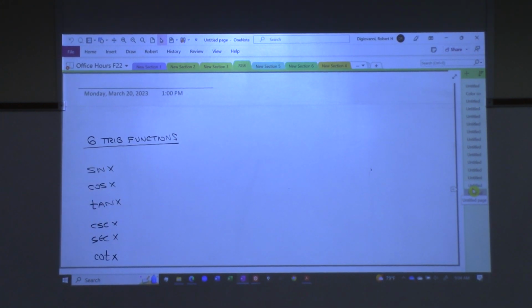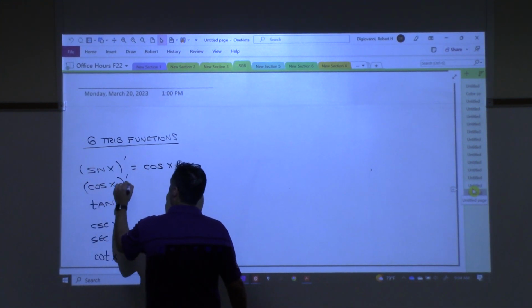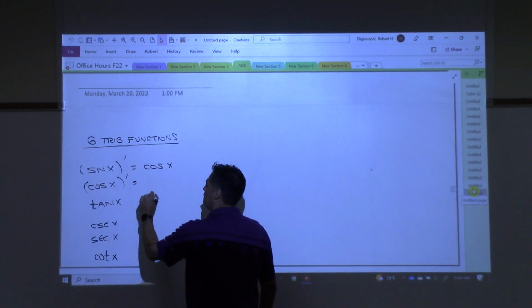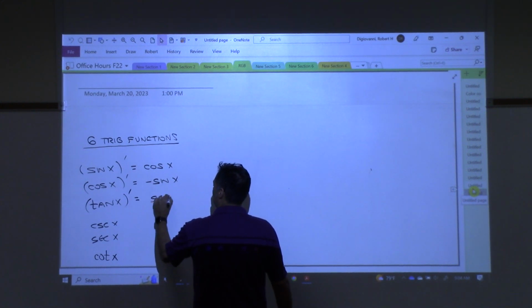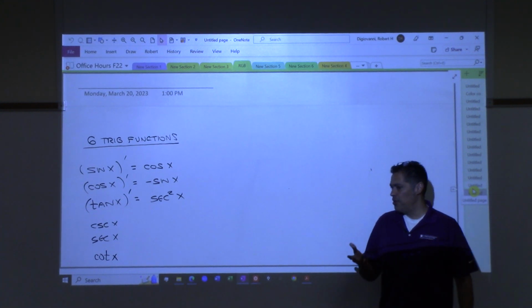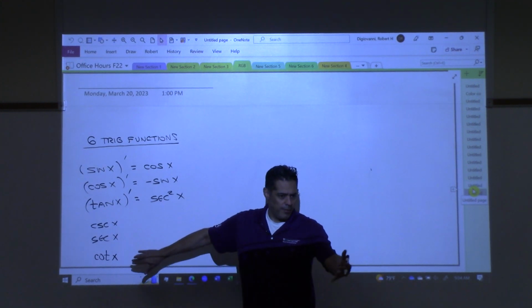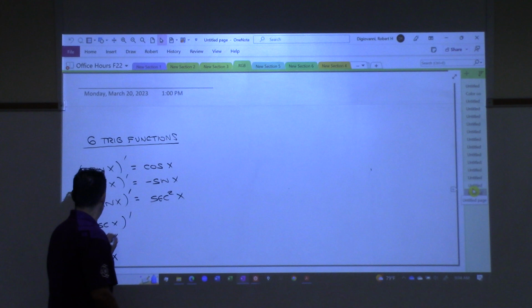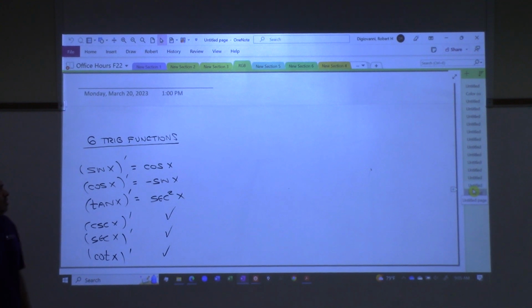And we in this class have already talked about what the derivatives of each of these are, right? The derivative of sine is cosine, the derivative of cosine is negative sine, and the derivative of tangent is secant squared. The next 3 you don't necessarily need to memorize, but the sooner you do, the easier Cal 2 will be for you. We have formulas for these on your formula sheets. So these derivatives, check, check, check.